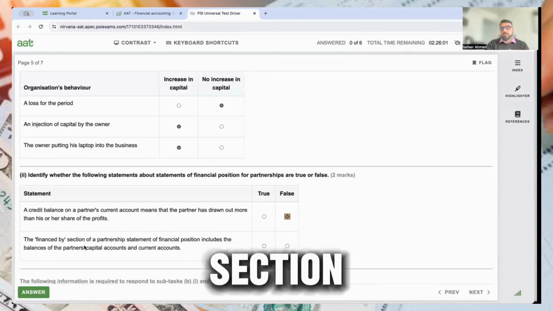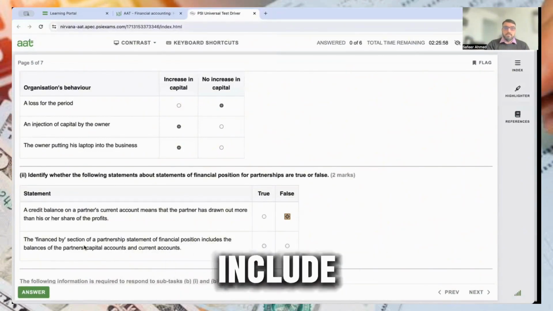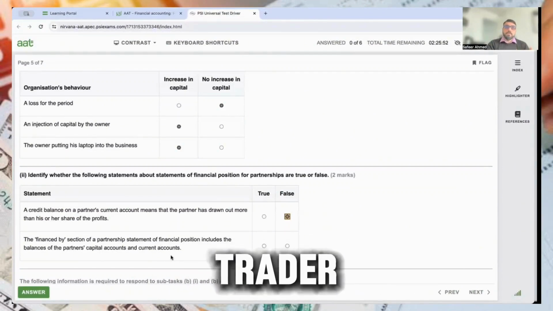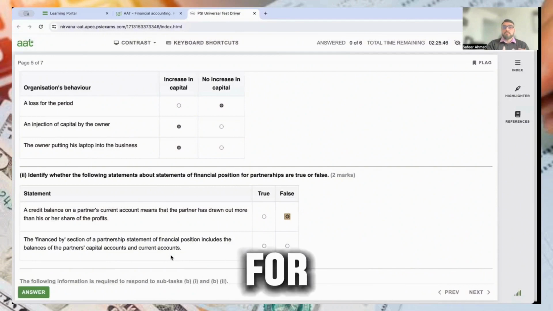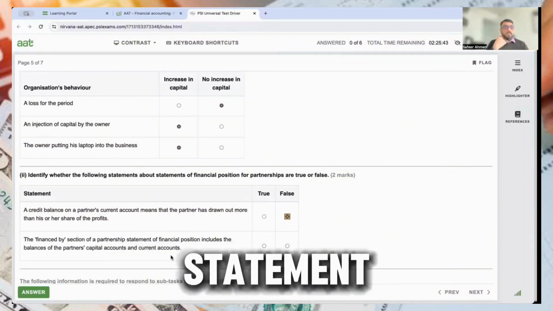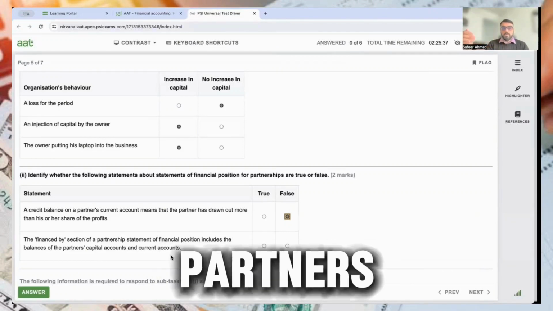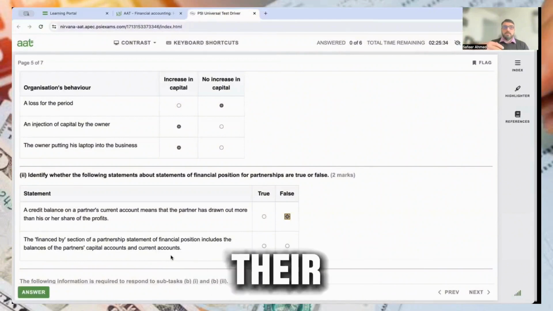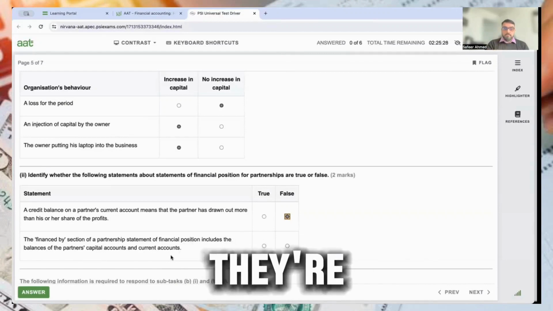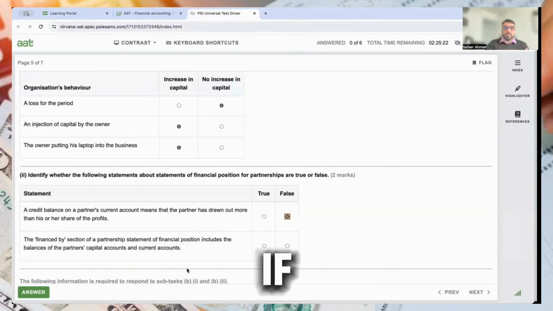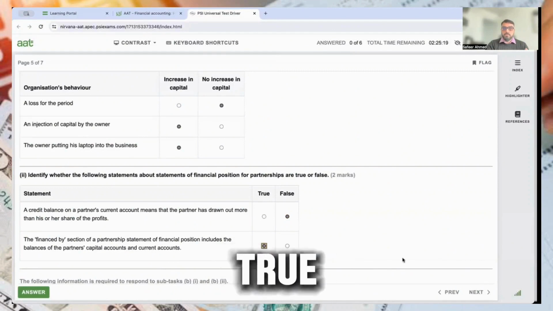The financed by section of the partnership statement of financial position includes balances of the partners' capital accounts and current accounts, and that's true, we know that. For a sole trader, remember, it is normally opening capital plus profit minus drawings. But for a partnership statement of financial position, we just record the partners' current balances and also the partners' capital balances. In other words, their current accounts are temporary accounts just for this year, and their capital accounts are their permanent accounts in that sense. So of course this is true.